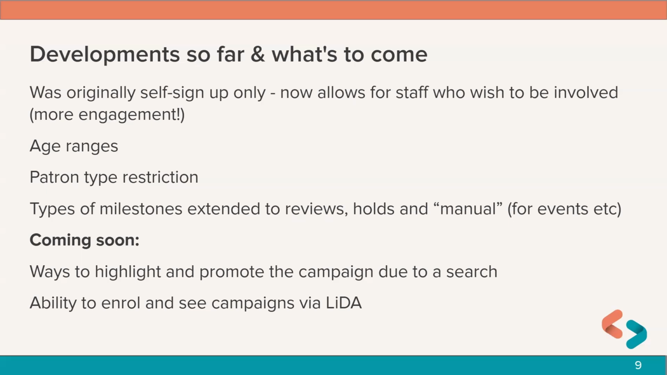You can also add age ranges if you are with Koha, and patron type can be restricted. The campaign can be restricted to a certain type of person. And the milestones were extended to reviews, holds, and manual. And coming up, we are hoping to help with the advertisement of your campaigns by adding new ways to highlight and promote the campaign more easily. And hopefully that the campaign will show up in searches as well. And the ability to enroll and see your campaigns that you are enrolled on via Leader. So those are coming up soon.